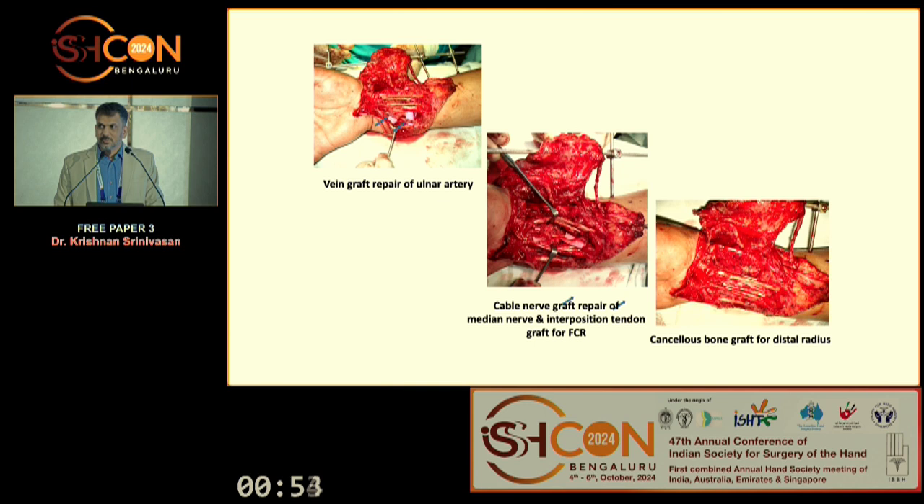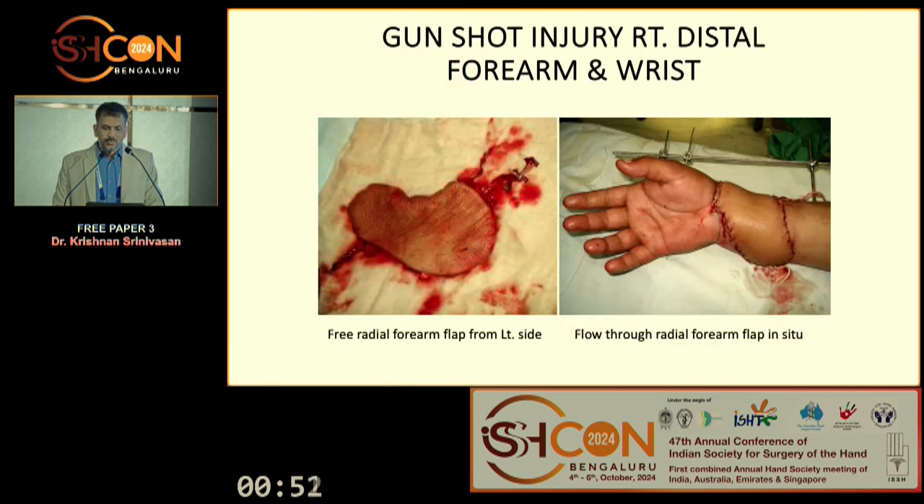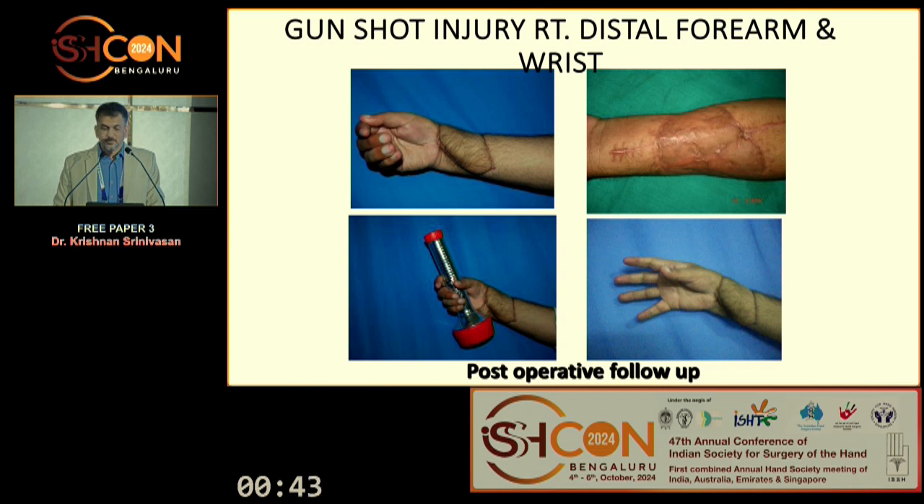Cancellous bone graft was used for distal radius, and along with this, a flow-through radial artery forearm flap was done to reconstruct the radial artery also. So this is the outcome in the long term. He had good grip strength, and the functional outcome is good. The flap is also well settled.